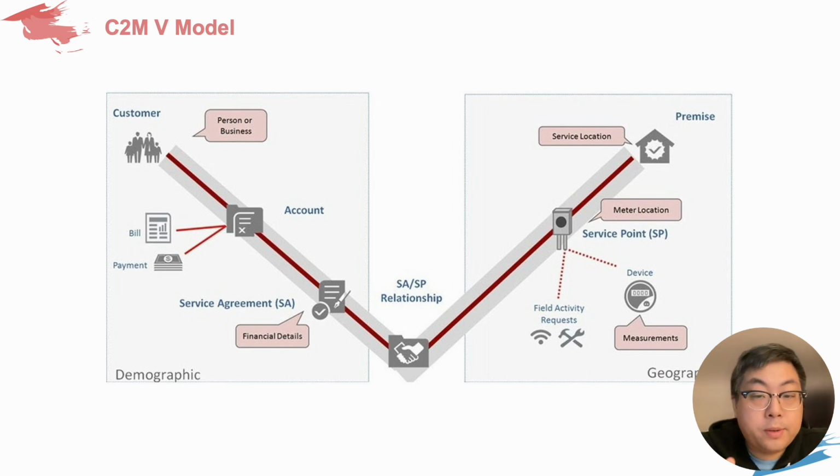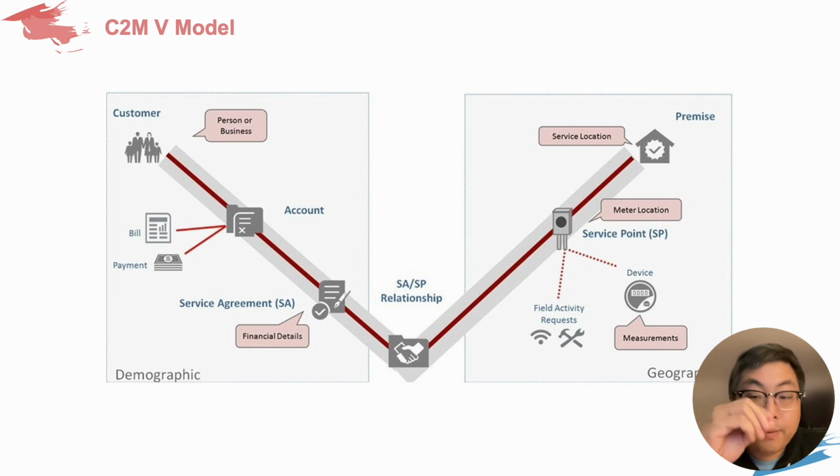On the service point, when you link to the MDM part, there will be much more information, for example, device measurements, like we have seen on the diagram. If you link the service point to a field activity request, this is the field work application. Service point is a very important term in utilities because it's the point where the usage is measured.